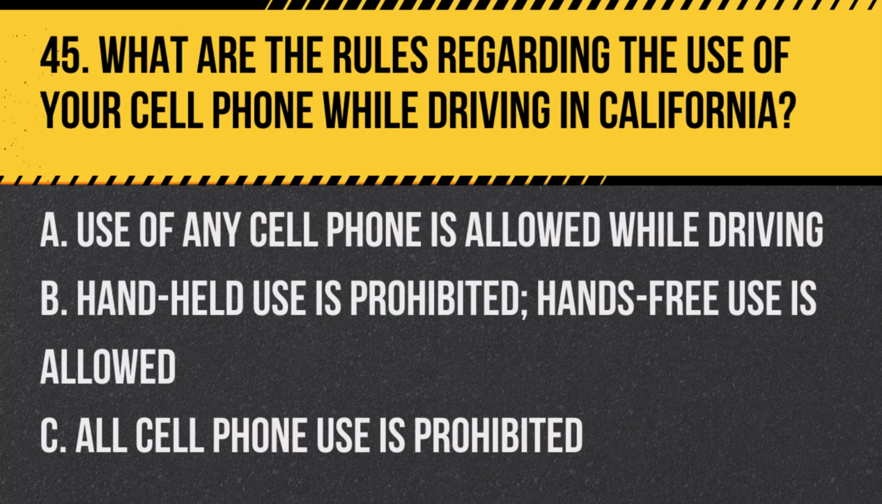Question 45. What are the rules regarding the use of your cell phone while driving in California? A. Use of any cell phone is allowed while driving. B. Handheld use is prohibited. Hands-free use is allowed. C. All cell phone use is prohibited. Answer: B. Handheld use is prohibited. Hands-free use is allowed. In California, drivers are prohibited from using handheld cell phones, but may use hands-free devices.